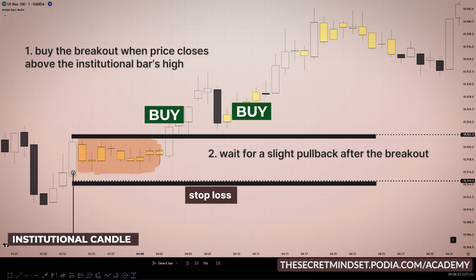The stop loss for this trade could go below the low of the contraction phase. If price falls below this level, it might mean the move has failed. As for targets, look at the size of the move before the contraction. Breakouts often move about the same distance as the prior trend wave.